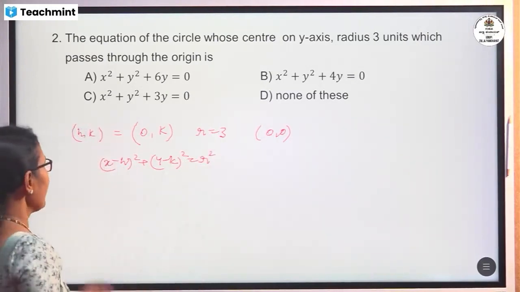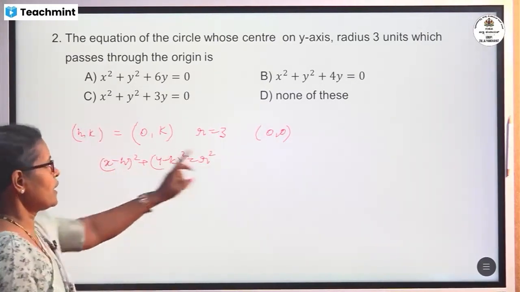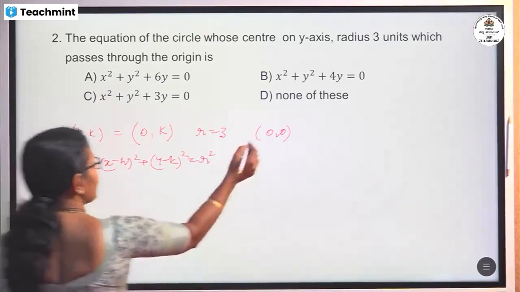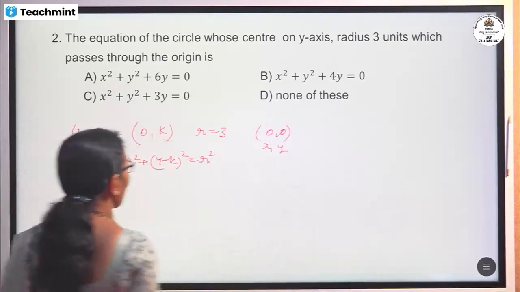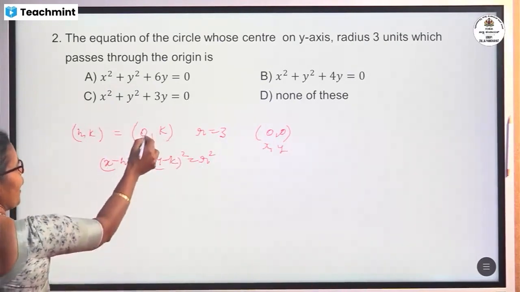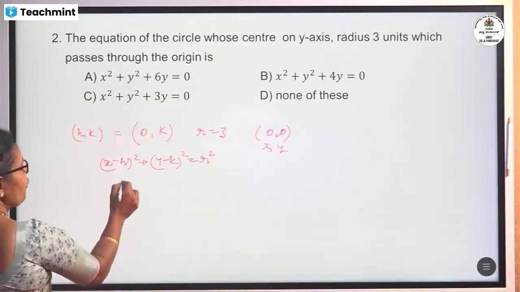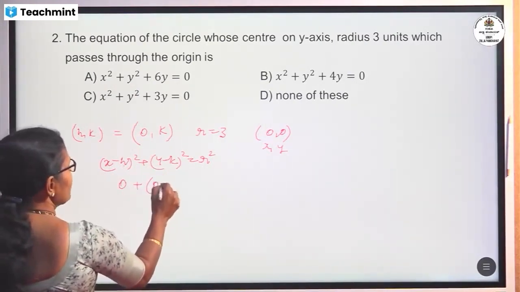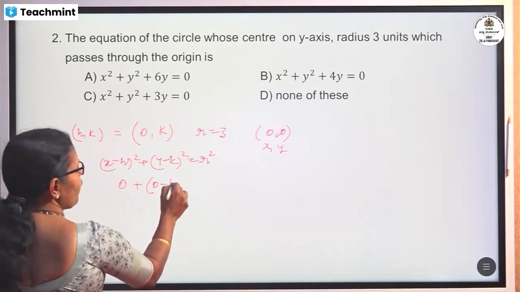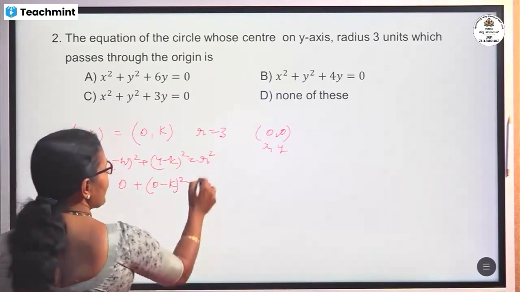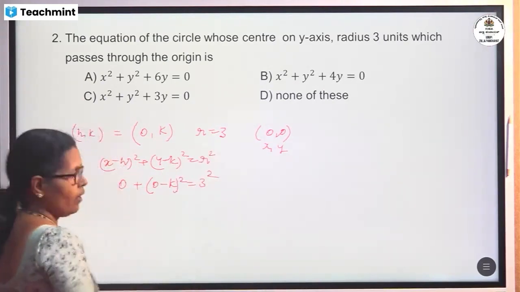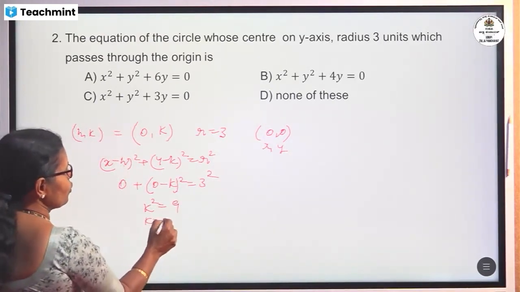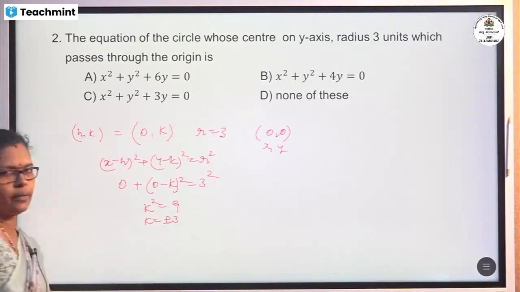Here, we know that the circle passes through the origin, so x is equal to 0 and y is equal to 0. Then h is equal to 0. Therefore, totally this is 0 plus 0 minus k whole square, we don't know the value of k, and r square means 3 square. Now, k square is equal to 9, so k is equal to plus or minus 3.